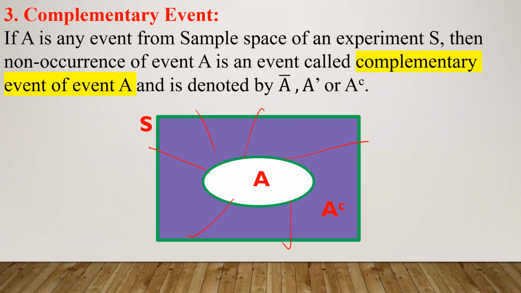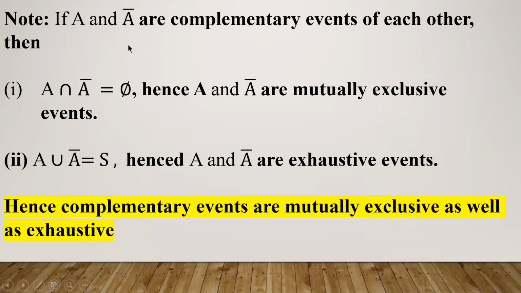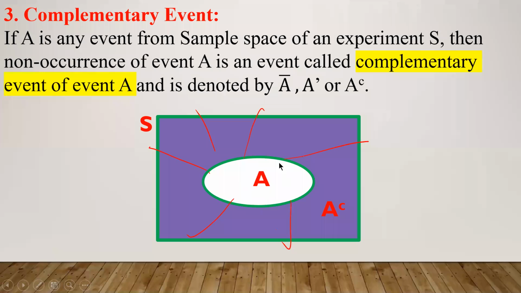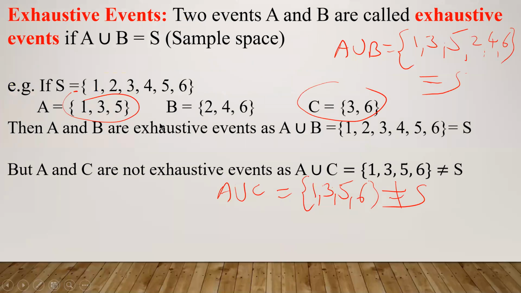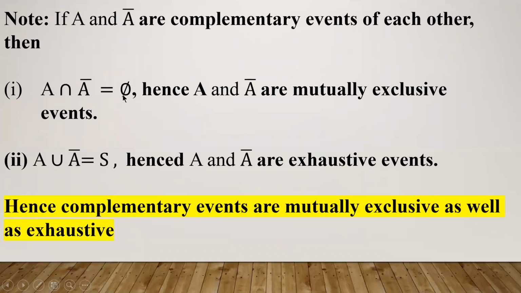Okay. These complementary events are very interesting events because they are mutually exclusive as well as exhaustive. Look at here. A and A complement. They have nothing in common. Yes or no? You can see from the diagram. A is this and A complement is outside A. So do they have anything common? No. या तो A आएगा या तो A complement आएगा, दोनों साथ में नहीं आएंगे, तो they are mutually exclusive, उनमें कुछ भी common नहीं. So A intersection A complement is empty, therefore they are mutually exclusive.